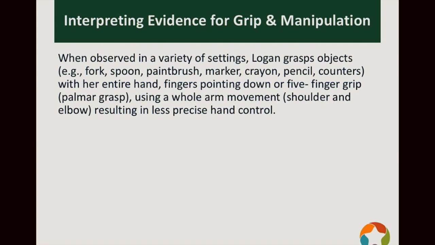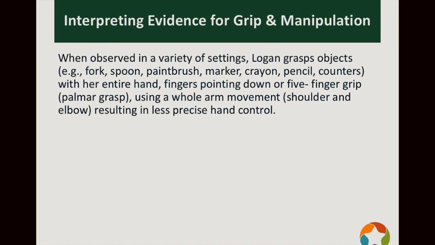Let's move now to grip and manipulation. Locate that construct progression on your at-a-glance document. When observed in a variety of settings, Logan grasps objects like a fork, spoon, paintbrush, marker, crayon, pencil, counters, with her entire hand, fingers pointing down, or five-finger grip, like a palmar grasp, using a whole arm movement, shoulder and elbow, resulting in less precise hand control.